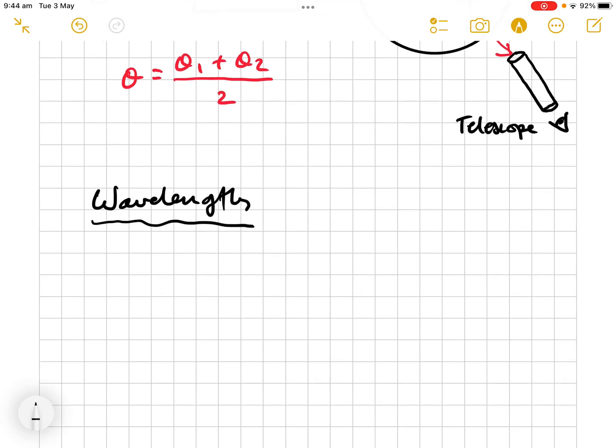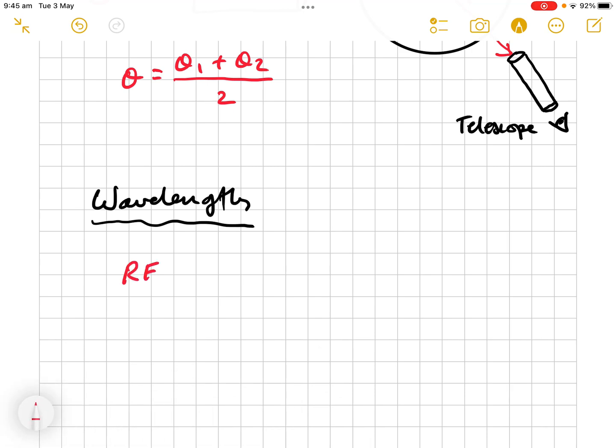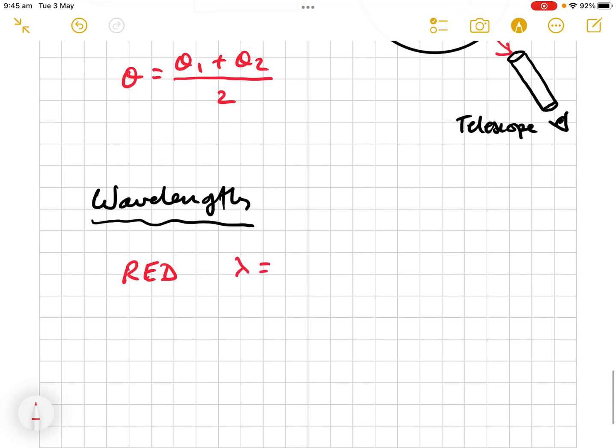These should be known by heart. Red, where the wavelength is approximately 700 nanometers, which is 7 times 10 to the minus 7 meters.